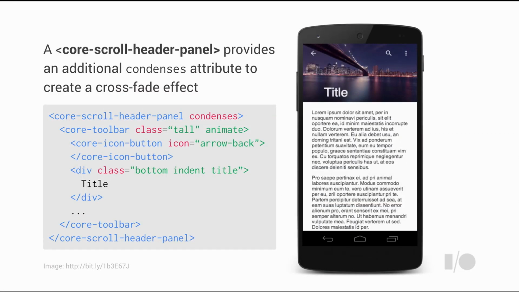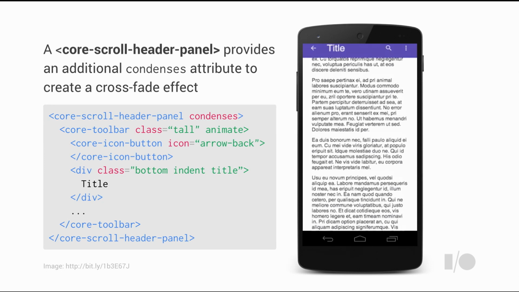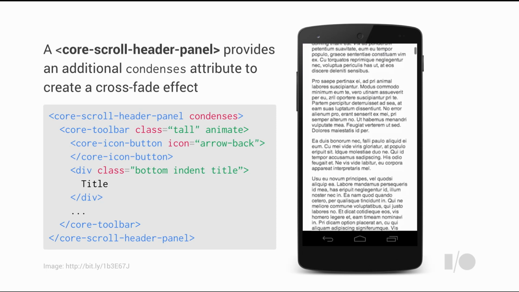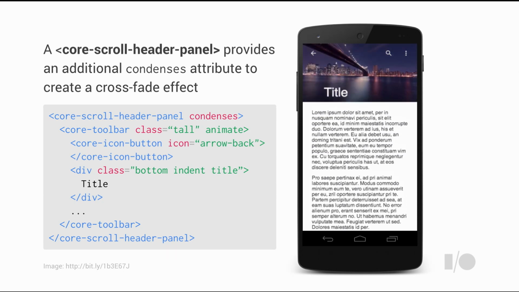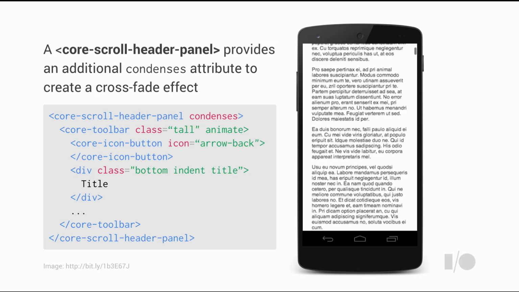Now, an interesting variation of the core header panel is another element called a core scroll header panel. And it basically has all the same capabilities as the header panel, but it adds this really neat condenses attribute. And what that's going to do is as the user is scrolling, it's actually going to do this crossfade effect between our background image and our toolbar. And as they start to come back up the page, it'll slide the toolbar back in until they reach the top where it'll do a crossfade again. Again, this is a really sophisticated effect, right? This is the kind of app-like behavior that I want to have, but I'm not having to write a mountain of CSS and JavaScript to get to this point. I'm just composing these elements together.